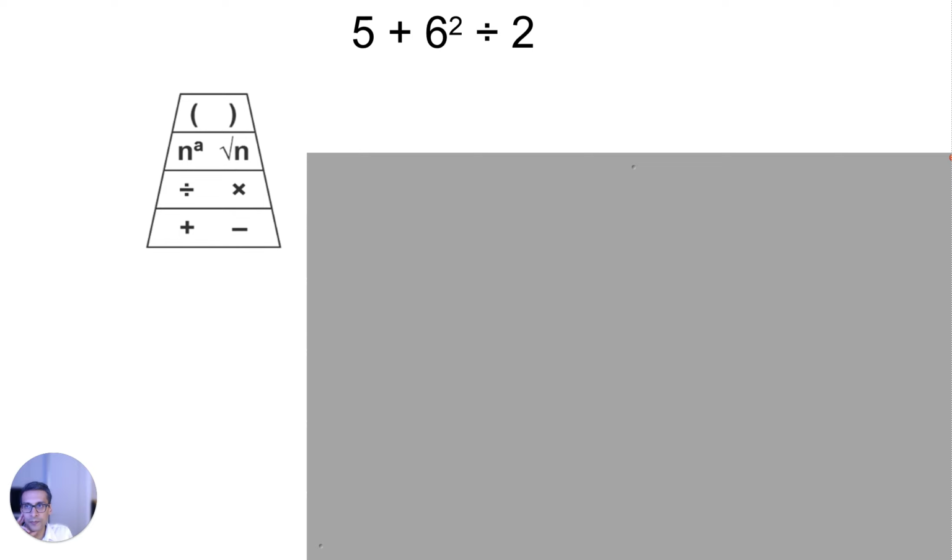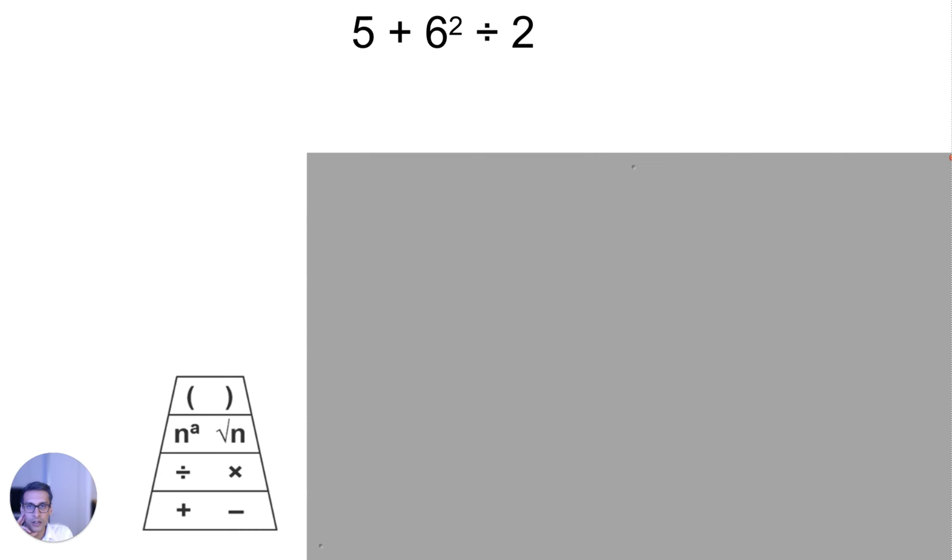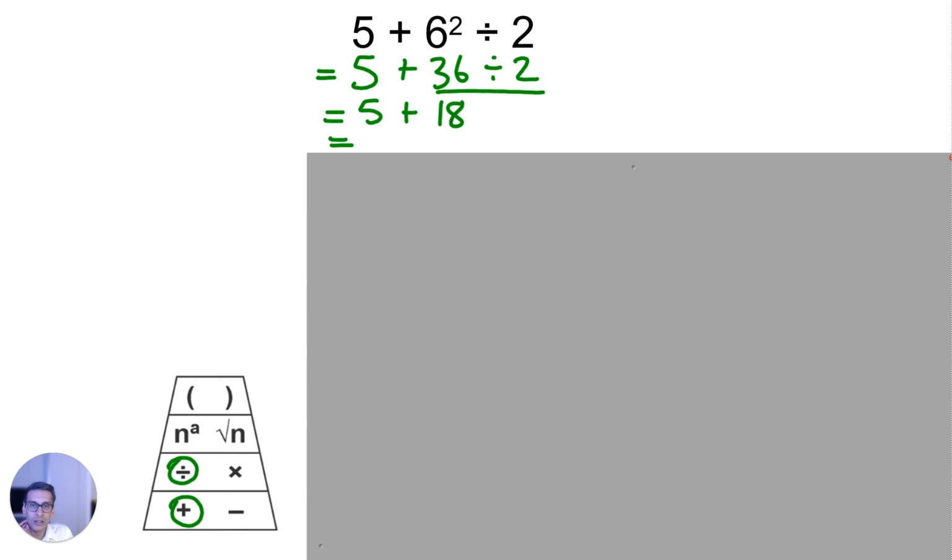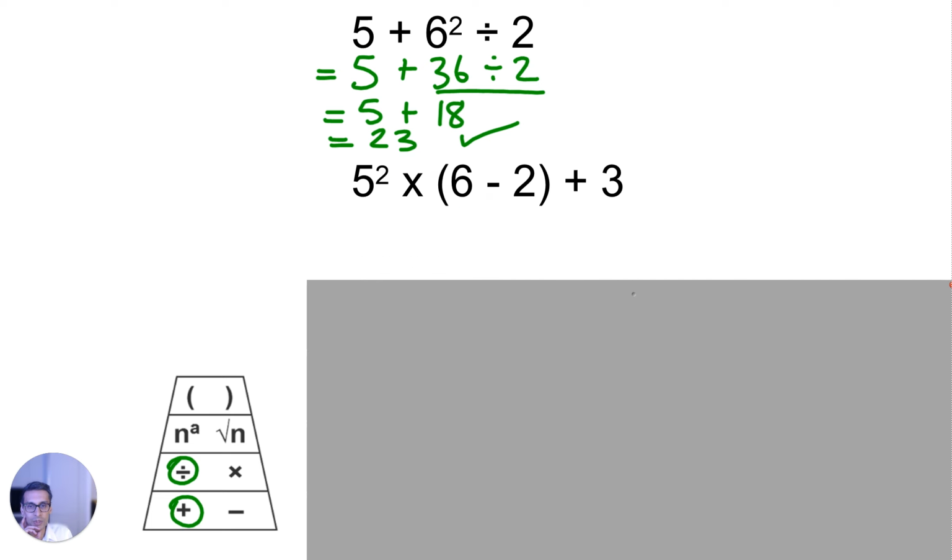Pause the video and have a go. Okay, so let's see, I hope you did the indices first. So 5 plus 6 times 6 is 36, and then divided by 2. Now I've got addition and I've got division, so I'm going to do the division first because that has precedence. So 5 plus, now 36 divided by 2 is 18, and 5 plus 18 is 23. Hope you got that correct. Mark it, and now try the next question.